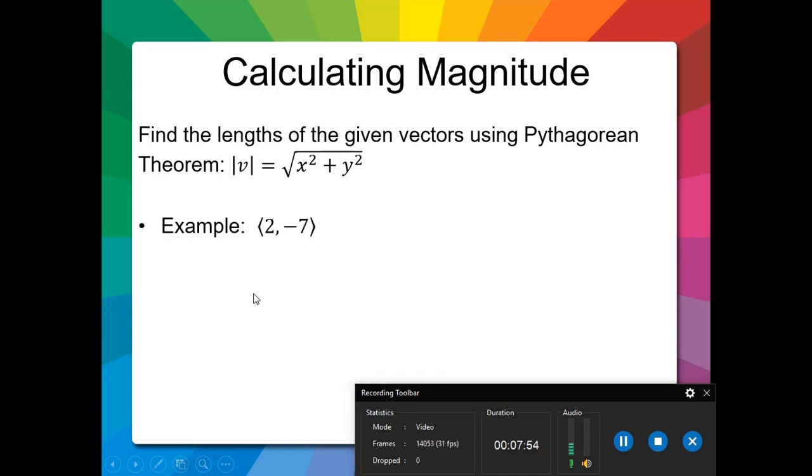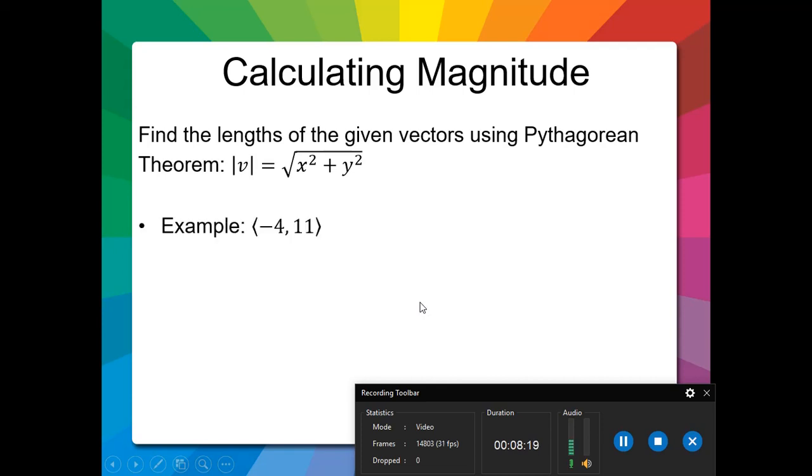So if this is our component form, you could always sketch out a triangle, but this says I'm moving 2 units to the right and then 7 units down. But essentially, the lengths of my legs are 2 and 7. So I'm going to sub those in and square them. So the length of that vector is the square root of 53.